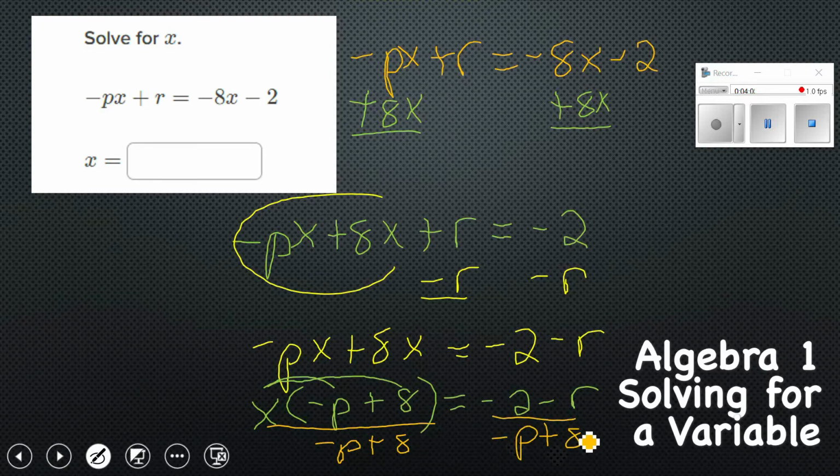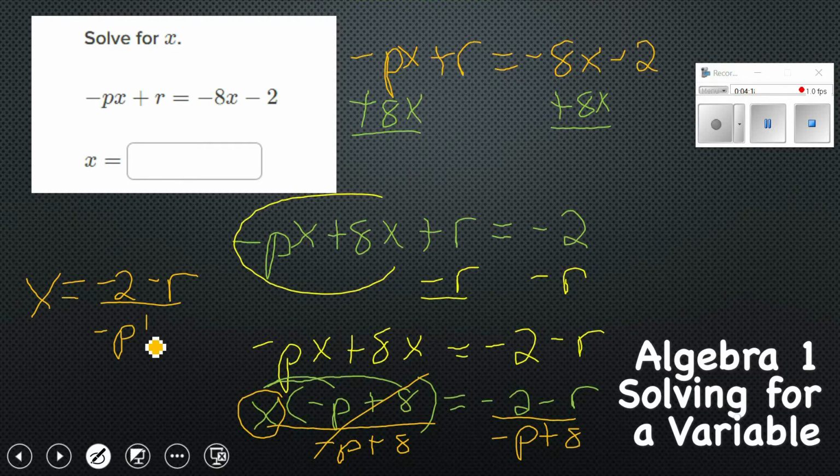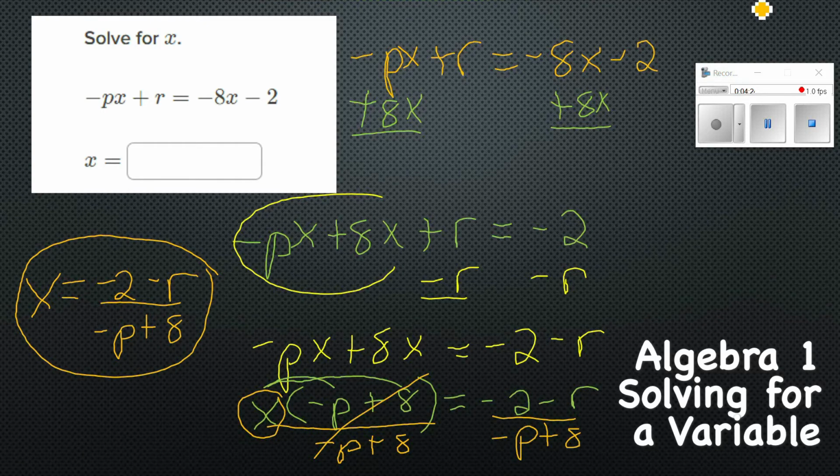So I'll write it over here to the left side. So x, see the x sitting there, is equal to the right side, of course, because this cancels out. So we have negative 2 minus r over negative p plus 8. And you could simplify that to get rid of the negatives, but for now I'm just going to leave that concept right there.